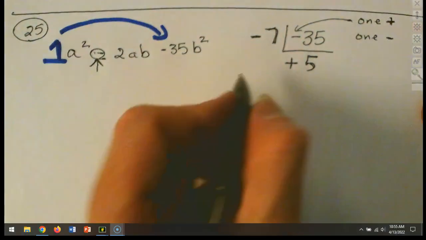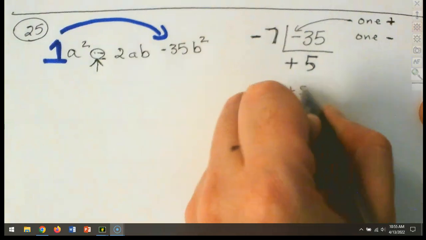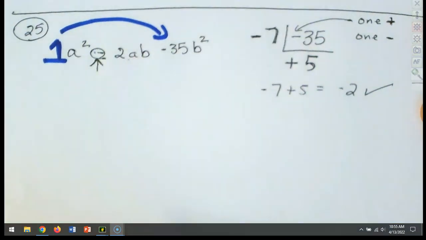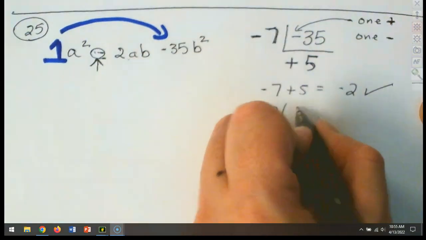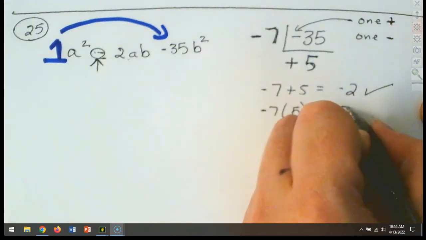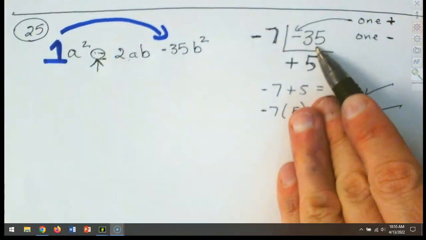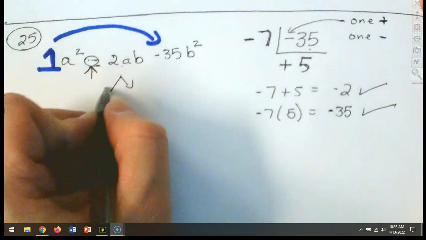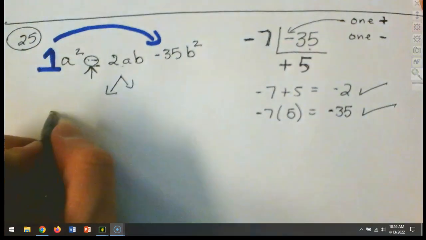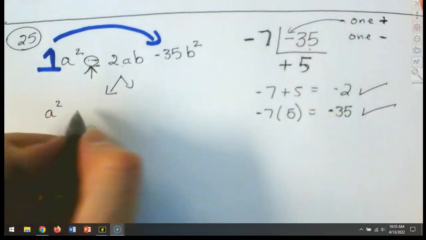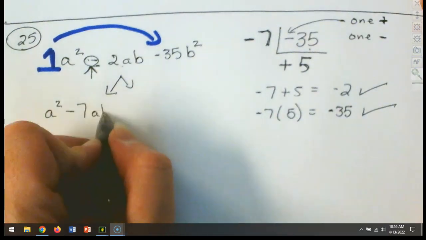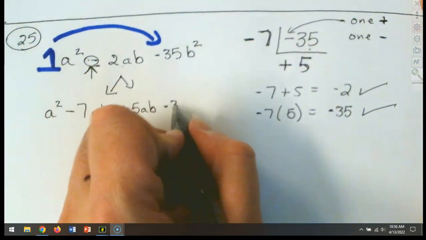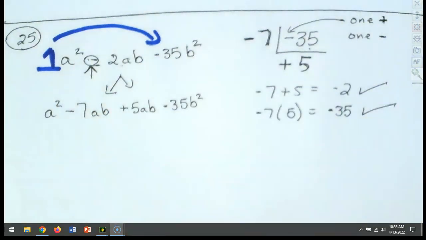And we can check this because minus 7 plus 5, well, that's a minus 2, and that checks with that. And then minus 7 times 5, what is that? Minus 35, and that matches up with that. Split our middle up, and be careful with the variables. So splitting up the middle, we have a squared, and then we have a minus 7ab, a positive 5ab, and a minus 35b squared. So we split that middle up.